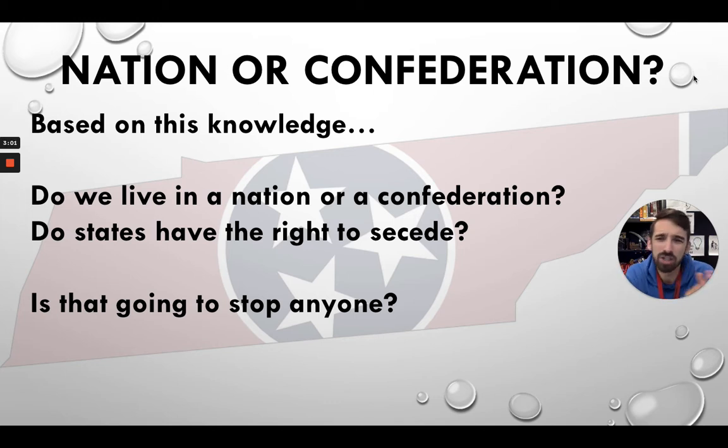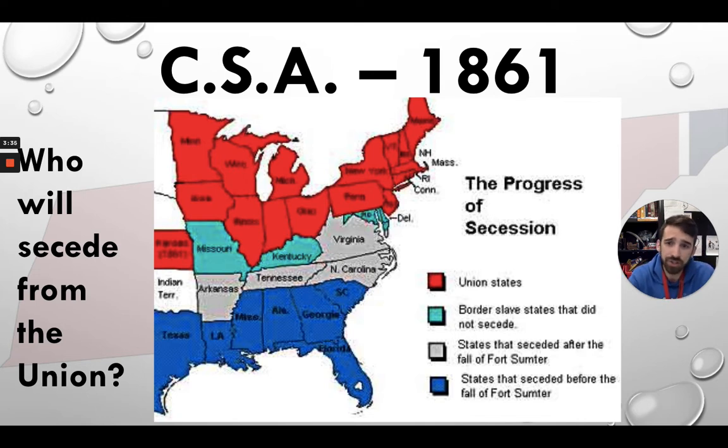And if we live in a nation, do states have the right to secede? Do they have the right to leave the nation? No, they don't have that right. They're not powerful enough to do that. But my question is, is that going to stop anyone? Just because they're not technically supposed to doesn't mean they're not going to try anyway. And that's kind of what leads us into the American Civil War. The southern states are angry, and so they're going to secede. Do they legally have that right? No. But does that stop them? No. So who will secede from the Union?